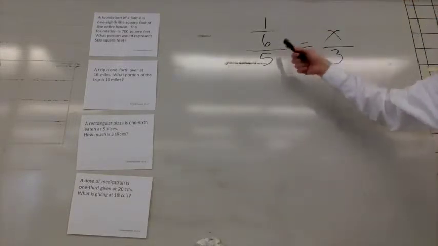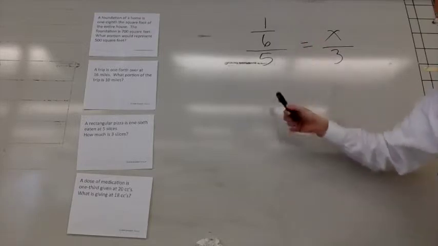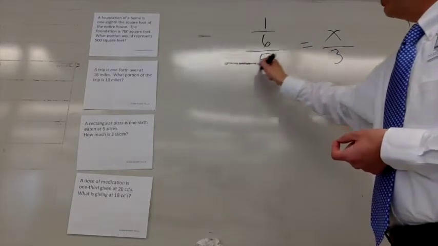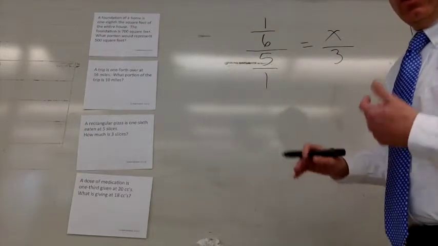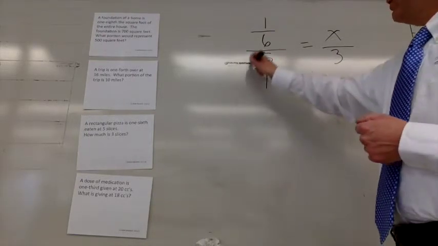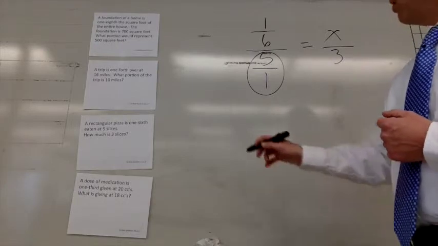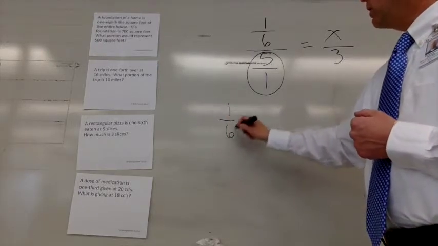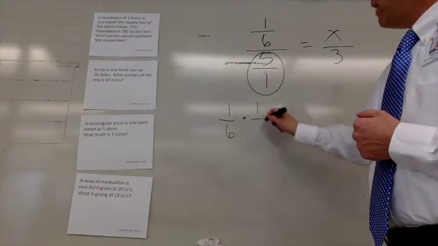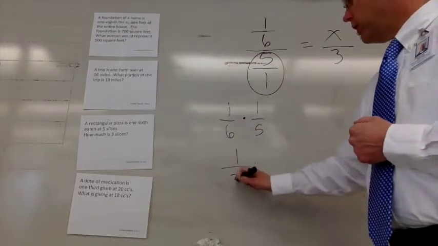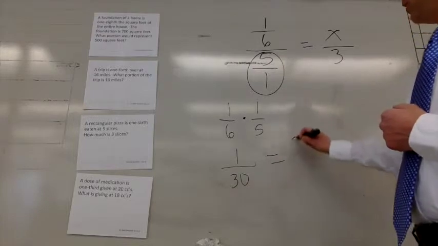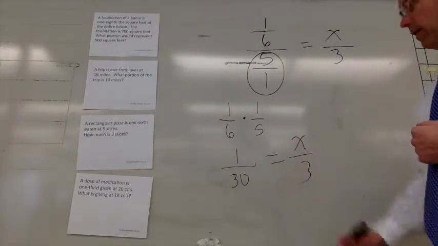Okay, so again, I have a fraction over number, so I have 1/6 over 5. Well, let's make 5 a fraction by putting it over 1. Remember, fraction over fraction, we're going to multiply by the reciprocal of the denominator, so the reciprocal is the flip over. So I have 1 over 6 times 1 over 5. Top to top, 1 times 1 is 1, 6 times 5 is 30, so 1/30. 1/30 is equal to x over 3.